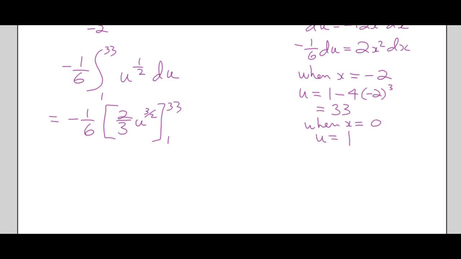But we do need to evaluate that from a lower bound of 1 to an upper bound of 33. We have a constant inside that can just come outside, so we can do the negative 1/6 times 2/3, which will be 2/18, or 1/9, but it'll be negative.